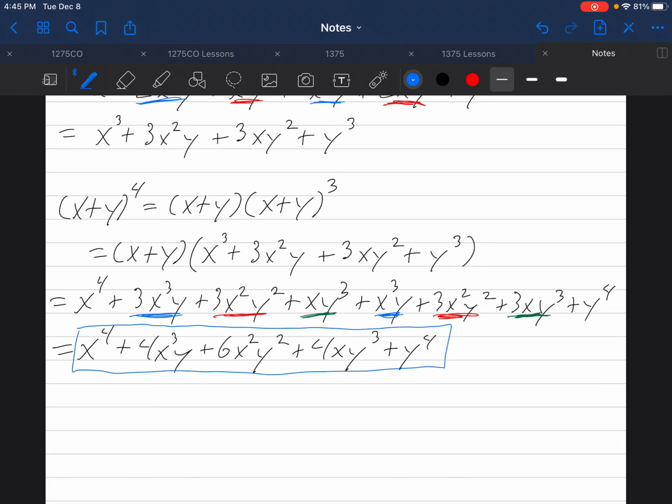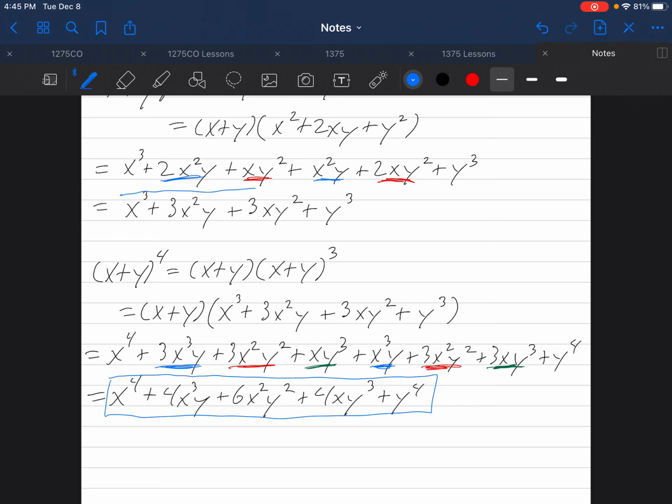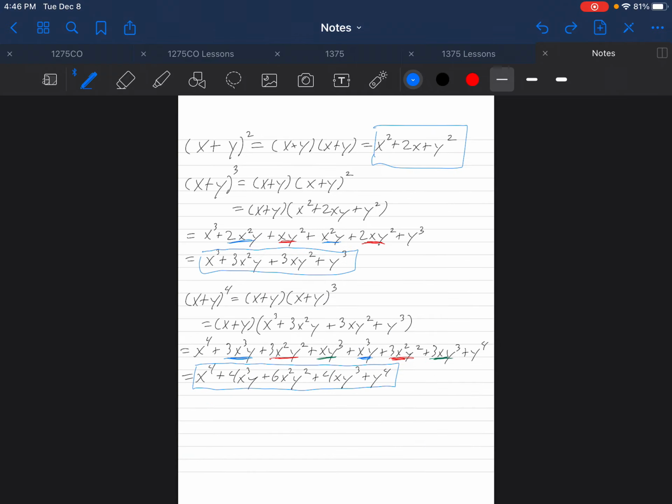And this is the expansion of x plus y to the fourth power. And this is the expansion of x plus y to the third power. And then we saw over here the expansion of x plus y raised to the second power. Now this was quite a long exercise, especially x plus y to the fourth. That was kind of long.